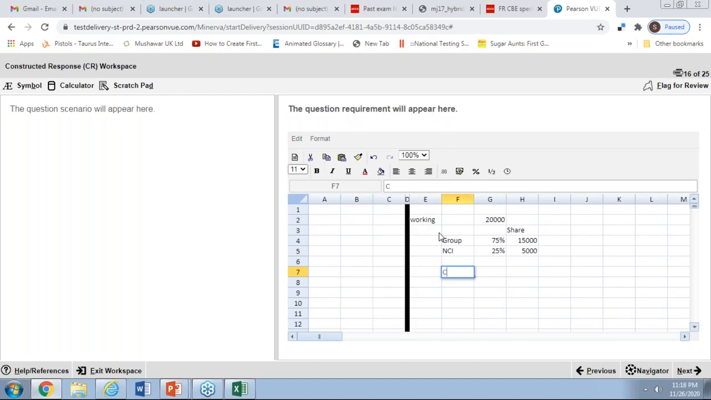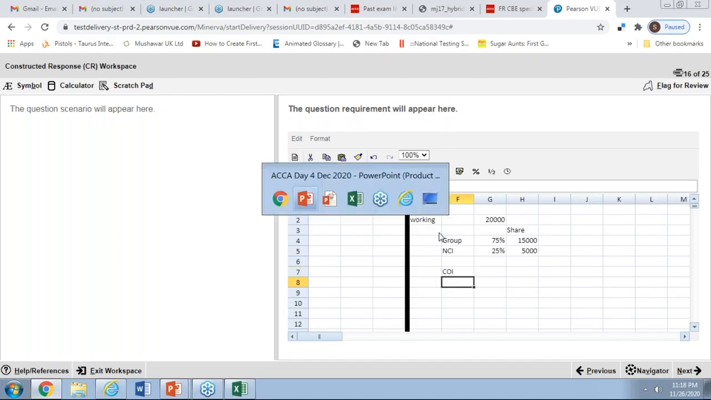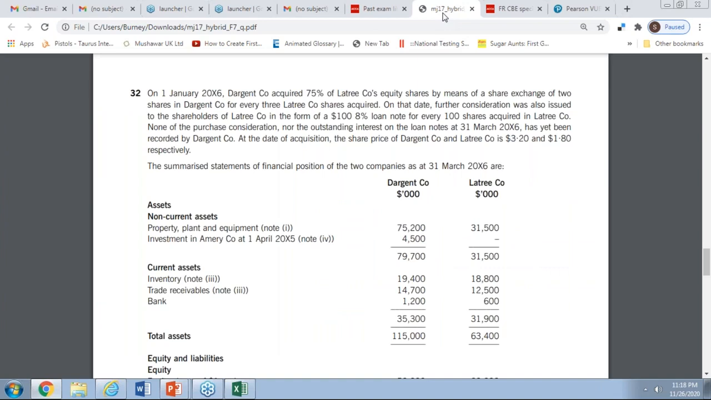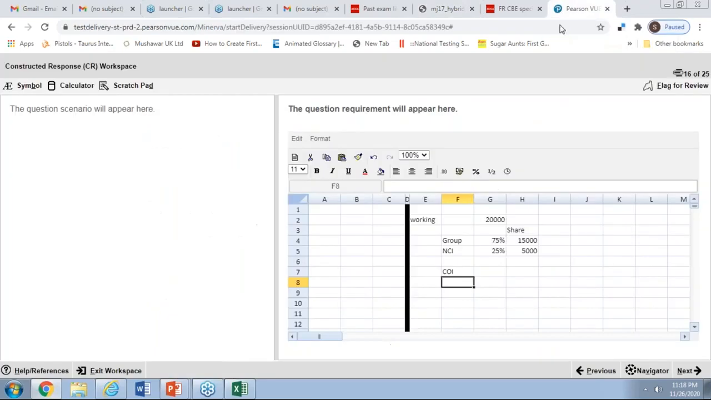Now the cost of the investment. It is based on two components: the first one is the share consideration and the second one is the loan consideration. For the share consideration, we have acquired 15,000 shares, the fraction is 2/3, and each share carries a value of 3.2. So we have issued shares with a value of 32,000.